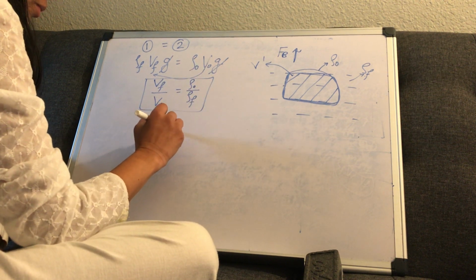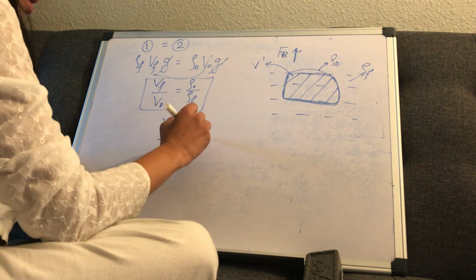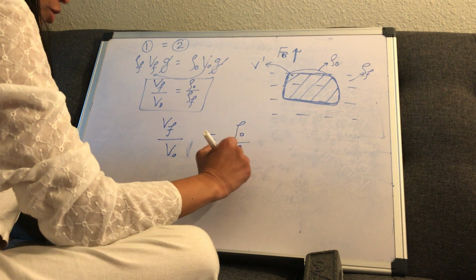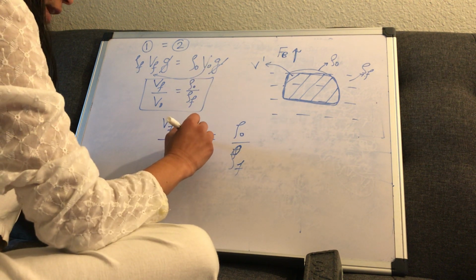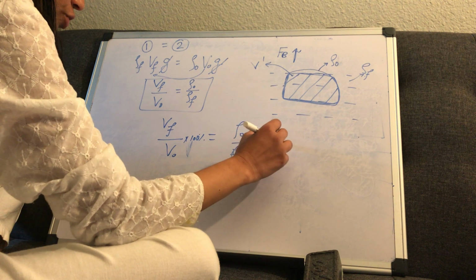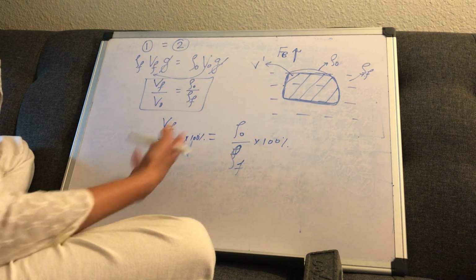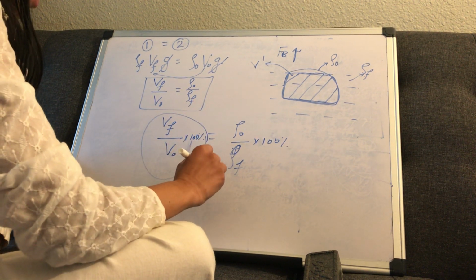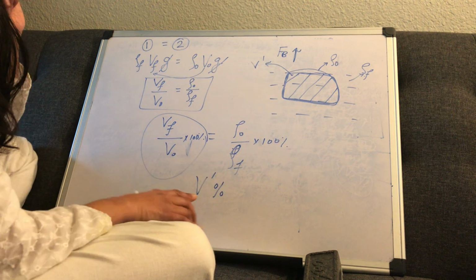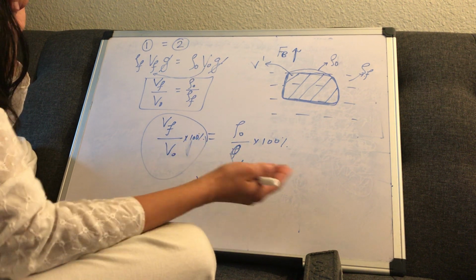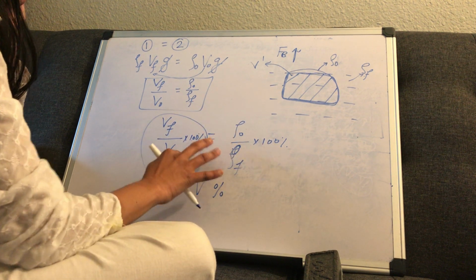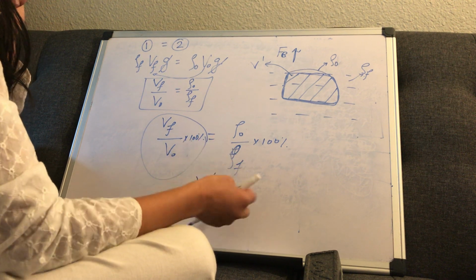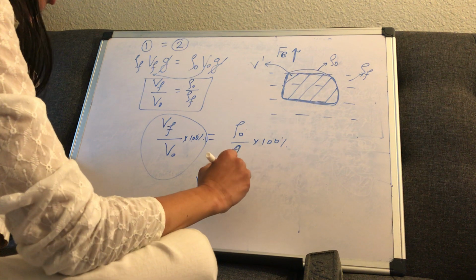So let's do this. v f divided by v naught must be equal to rho naught by rho f, from here, and if we multiply both sides by 100%, we should be able to get the volume percentage. So this quantity here is equal to the v dash that we said at the beginning. I'm just giving this v dash percentage a new name, that's all. Please don't worry about this symbol. v dash percentage is just the percentage of the volume of the iceberg below the surface.